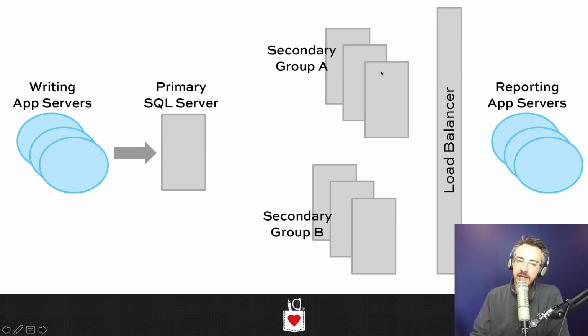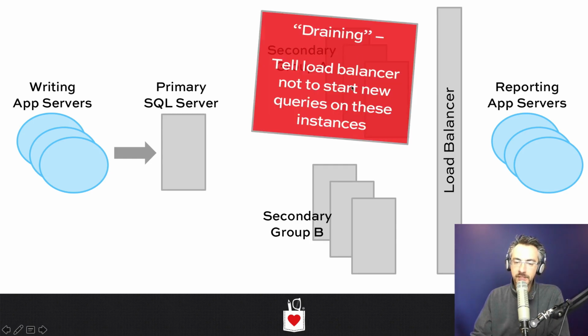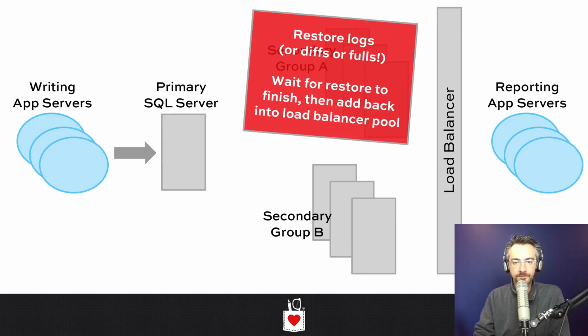Now, when it's time for me to update one group of my SQL servers, what I do is I run a script that tells the load balancer, I want you to take these SQL servers out of the load balancing pool. Whatever queries are running right now on those SQL servers, they can continue to finish, but don't start any new queries on these instances. Then I'm going to watch and wait. Whenever the last queries finish, I'm going to kick off a set of restores.